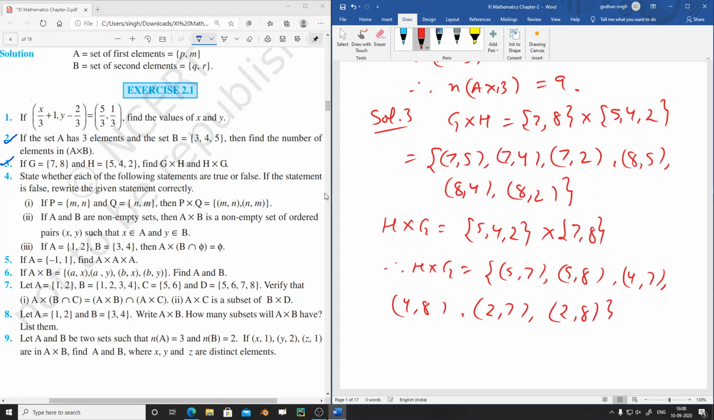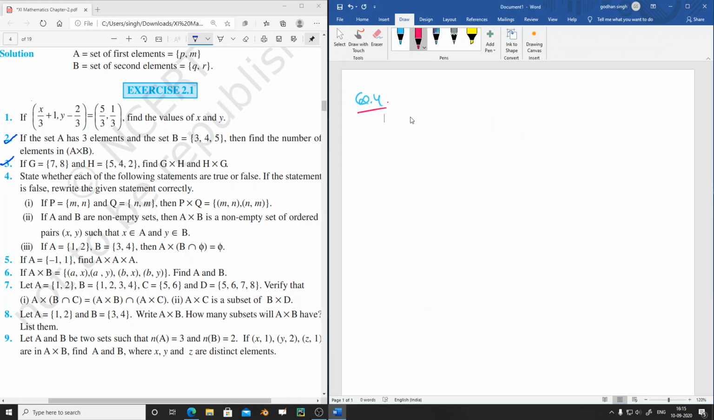So this is our H cross G. Exercise 2.1, question number 4. State whether each of the following statements is true or false. If the statement is false, rewrite the given statement correctly.